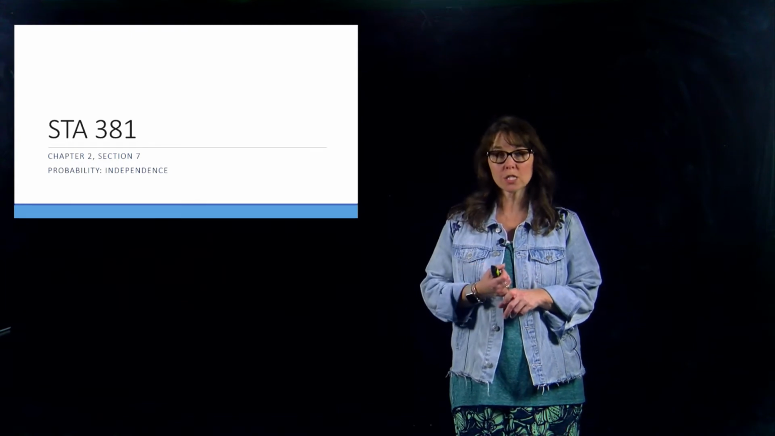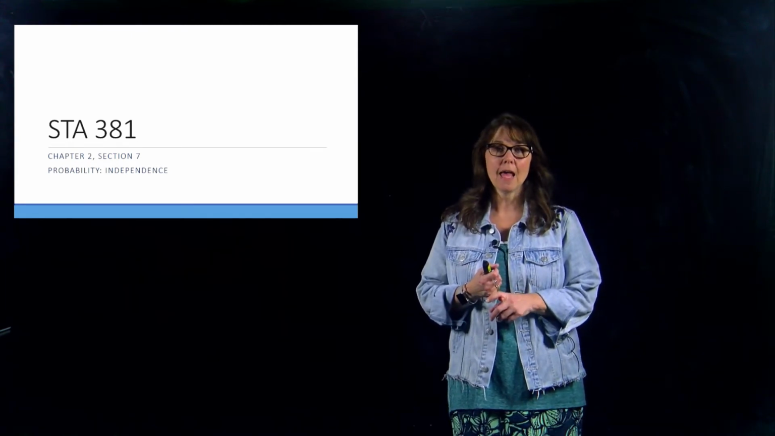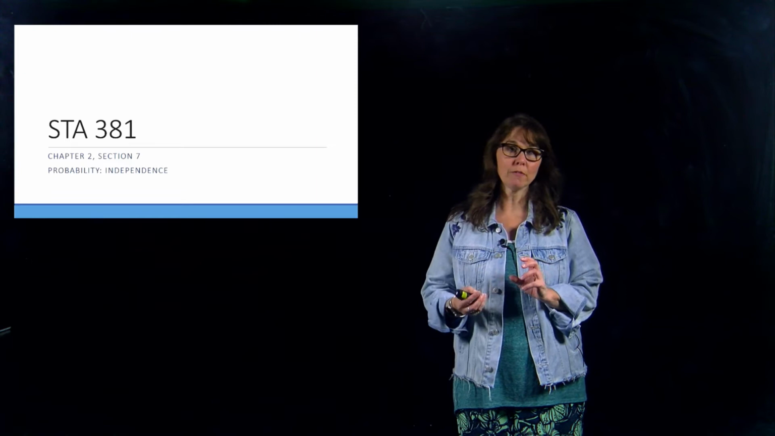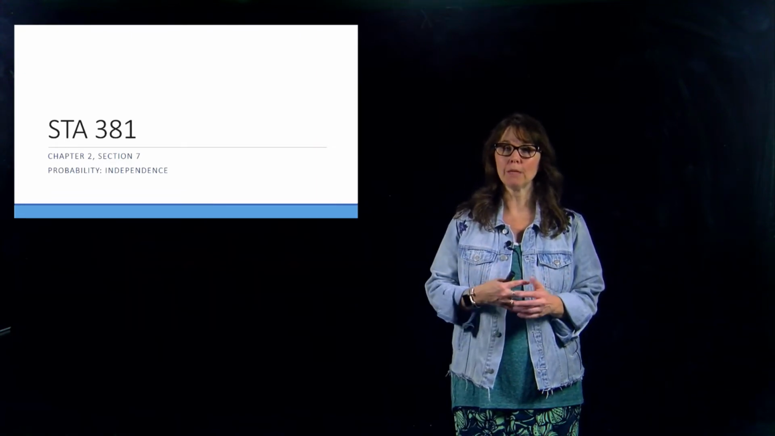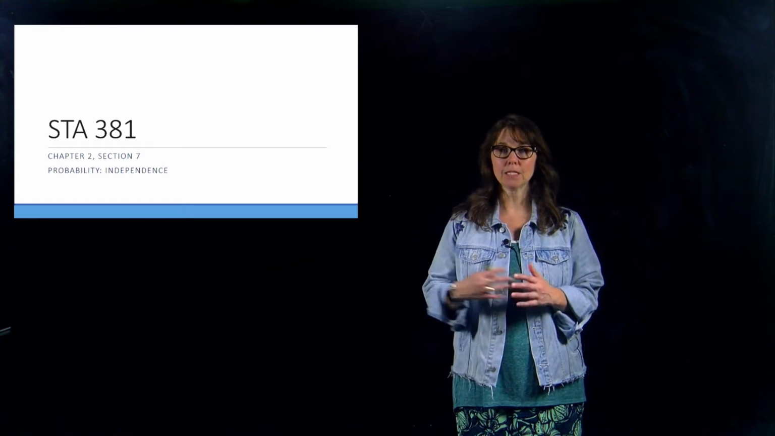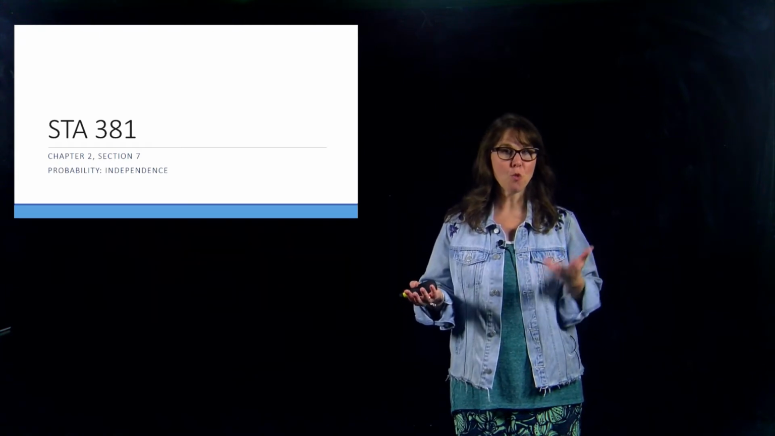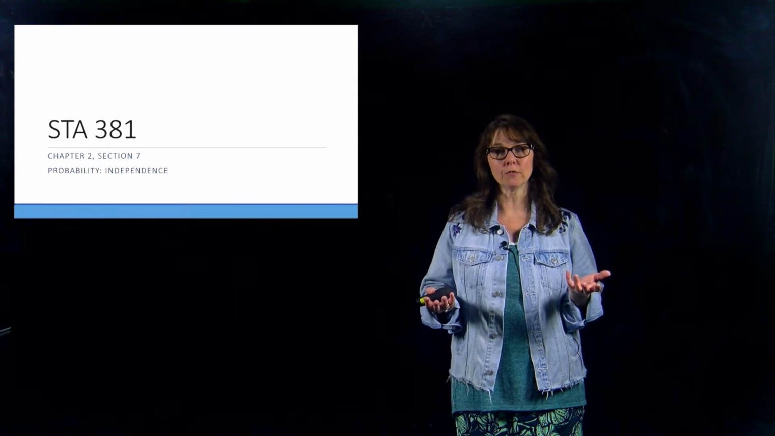So we've talked about mutually exclusive events, and that's a type of dependence. If one event occurs, the other one cannot possibly occur. And so now we're going to be talking about independence, and that means that one event happening has no bearing or effect on the other event.